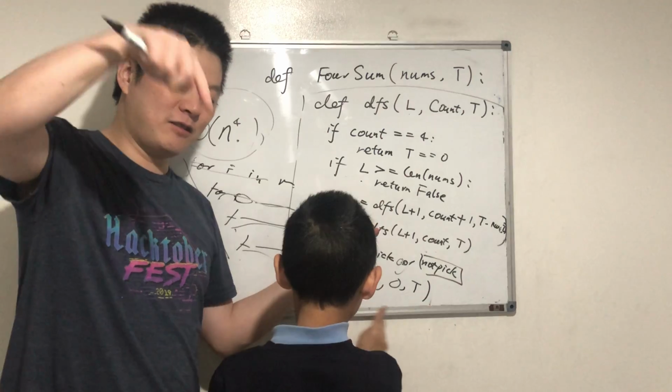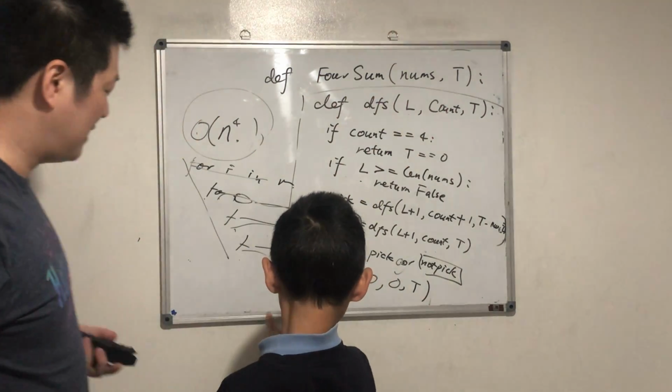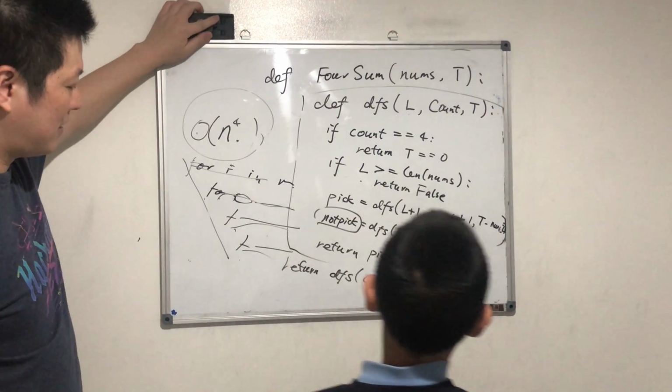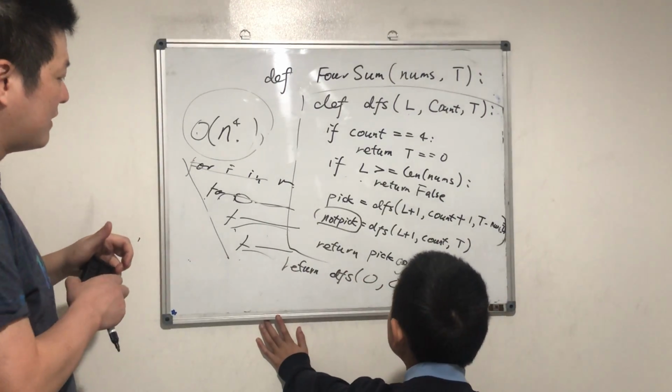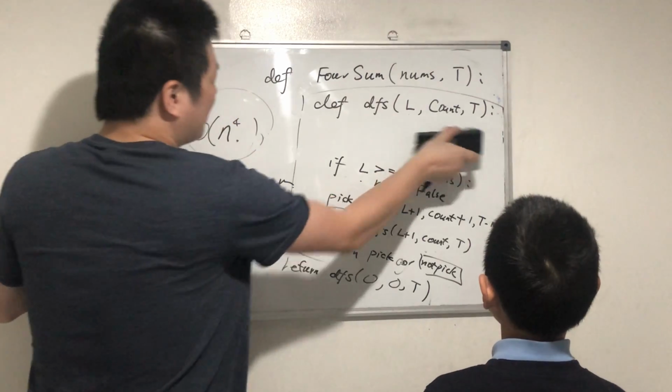Yeah, recursion. The left will be from 0 to n, right? Okay, does it make sense, Eric? Yeah. Okay, so that's it. Log it out here.